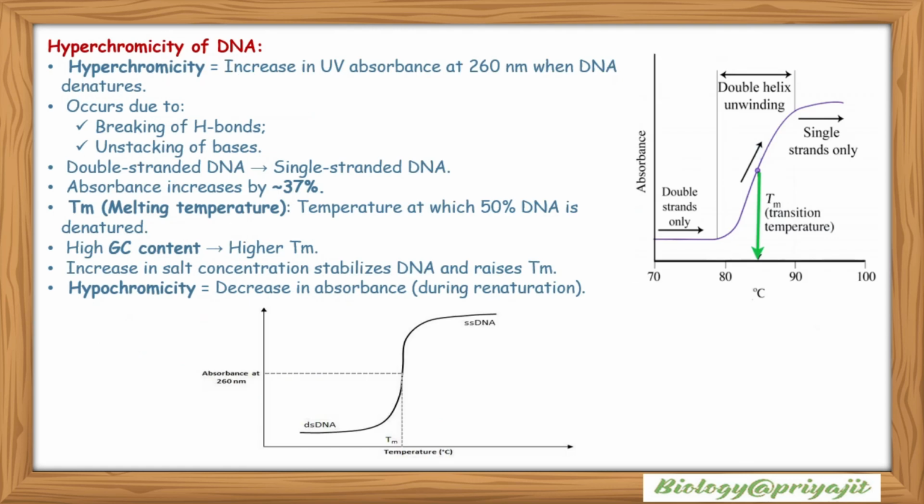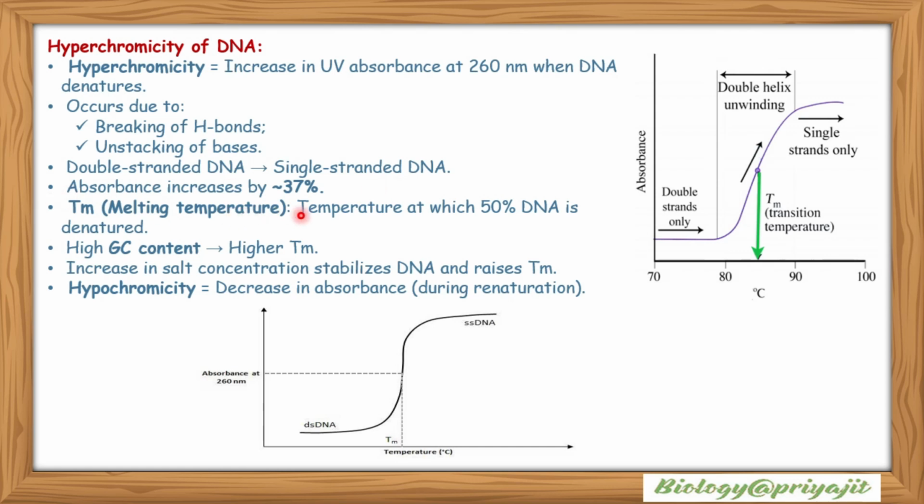So, hyperchromicity of DNA: hyperchromicity is an increase in UV absorbance. Hyper means higher, and chromicity means the absorbance of color. So the absorbance increases in UV at 260 nanometer when DNA gets denatured, that is when double-stranded DNA is converted into single-stranded DNA. It occurs due to breaking of the hydrogen bonds and unstacking of bases. Absorbance increases by approximately 37%.